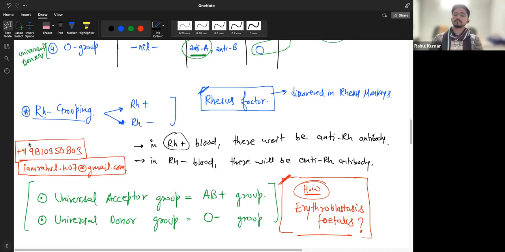So basically, we can give RH negative blood to an RH positive patient, but we cannot give RH positive blood to an RH negative patient. So now taking this into account, who's the universal acceptor and donor, taking both RH and ABO blood grouping together? Combining them, the universal acceptor is AB positive group and universal donor is O negative. Perfect. And then I ask you to go back and read about Erythroblastosis fetalis.